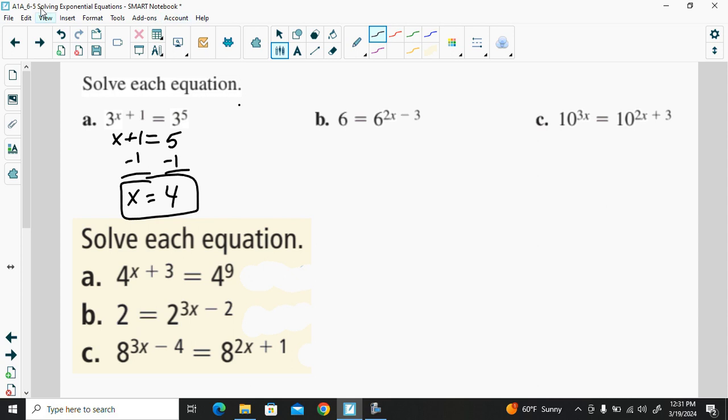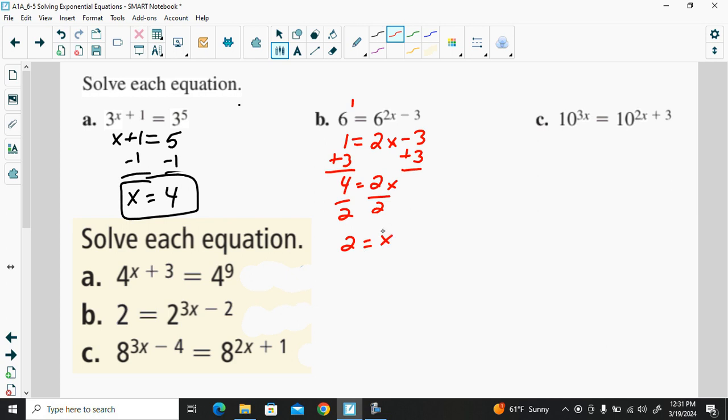Once again, we see the bases are the same, so the exponents are equal. We have to understand, though, that this 6 has an exponent of 1. So when we write our equation, we'd write 1 is equal to 2x minus 3, because the bases are the same and the exponents are also equal to each other. We solve this equation by adding 3 to both sides. We get 4 is equal to 2x. We solve by dividing by 2 on both sides. We get 2 is equal to x.